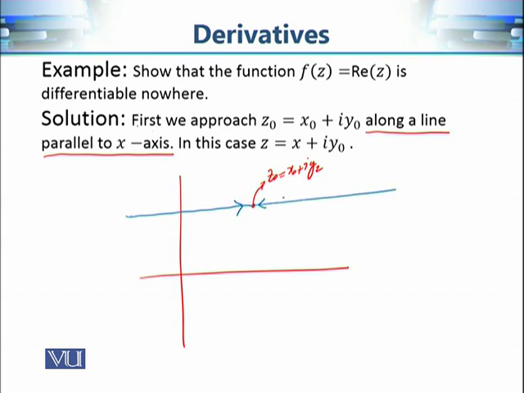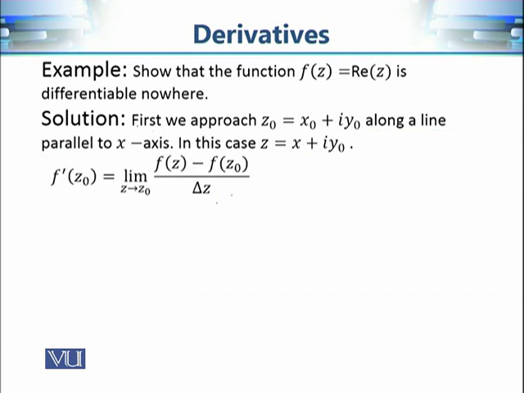We can approach from the left side or from the right side, but we are approaching the point z0 along this line. Along this line, the value of y is fixed, and it is fixed to be y0. The variable x varies, but y is equal to y0. So when we approach z0 along this curve, we take z to be equal to x plus iota y0. In this case, the derivative becomes the following.